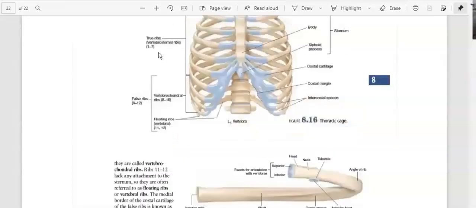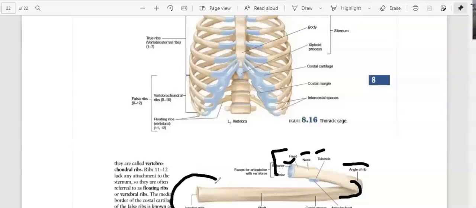Some characteristics that we're going to find in the ribs: the head, the neck, and the tubercle. This part, that's the angle. This part is the part that is going to be connected to the vertebrae, and this one is going to be to the cartilage that eventually connects them to the sternum.